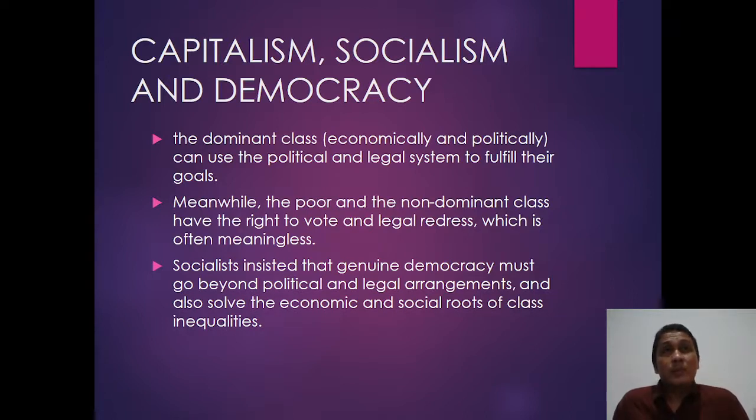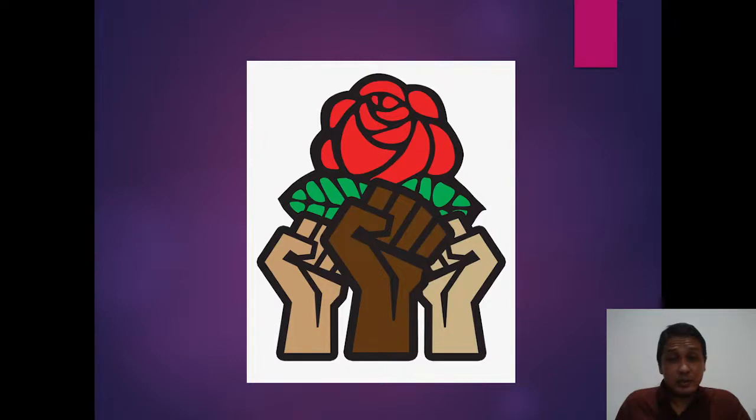Sometimes the government, like the Indonesian government, changes a decision if the majority of the people refuse the government's policy. But mostly, the criticism from the people does not really affect government policy in the capitalist system or liberal democratic system. And socialists insisted that a genuine democracy should go beyond political and legal arrangements, and also solve the economic and social roots of class inequalities. Okay, this is the symbol of democratic socialism.